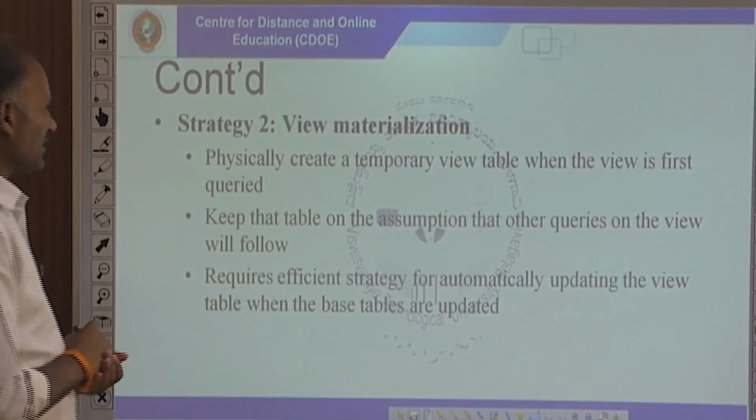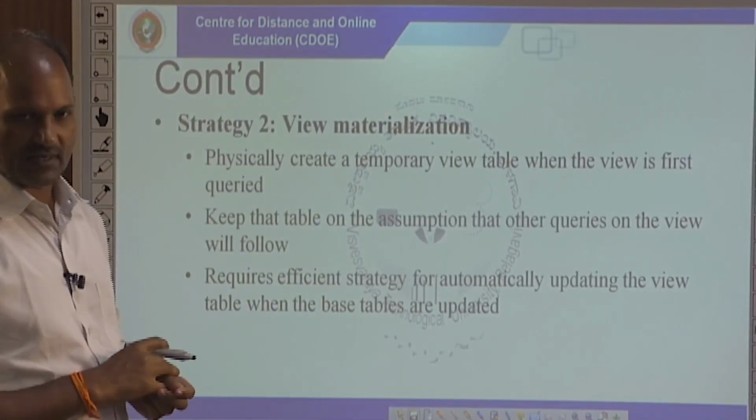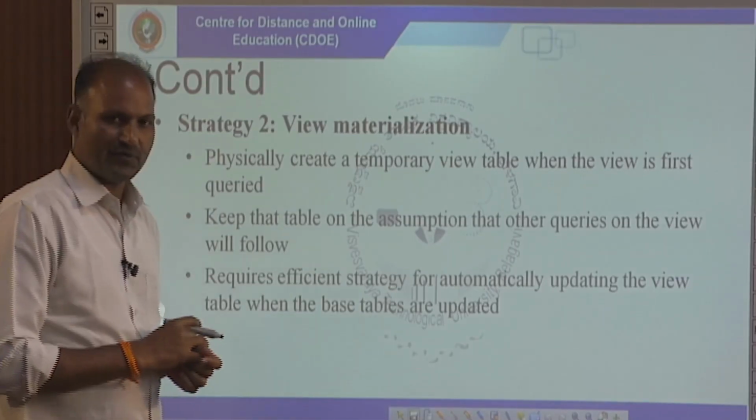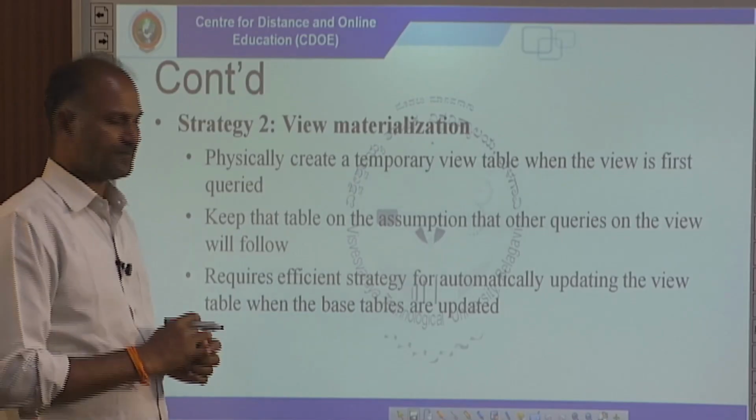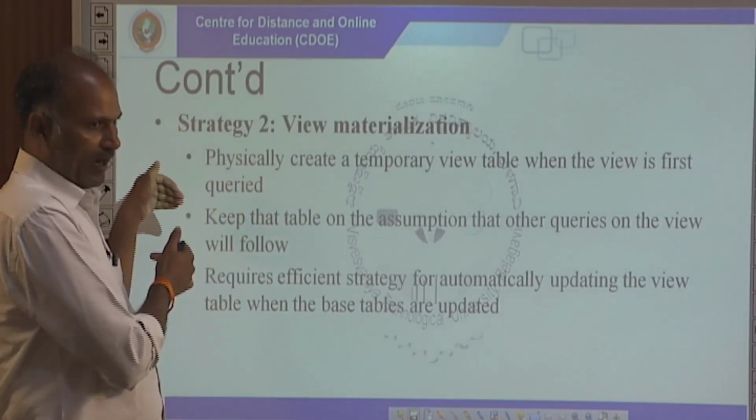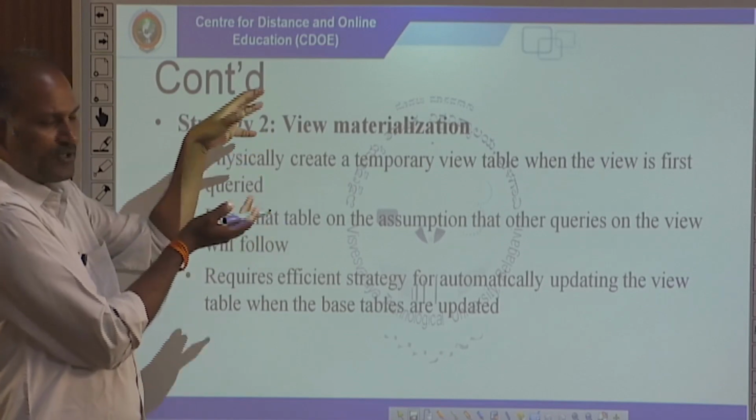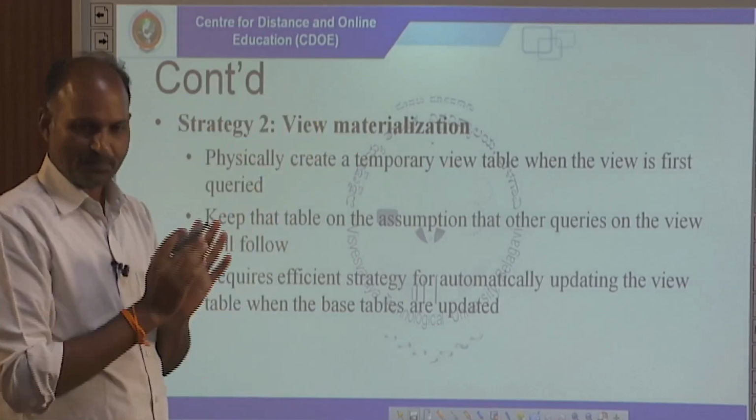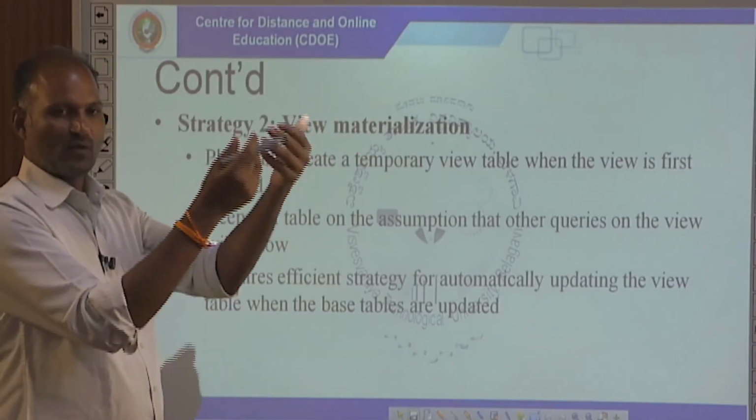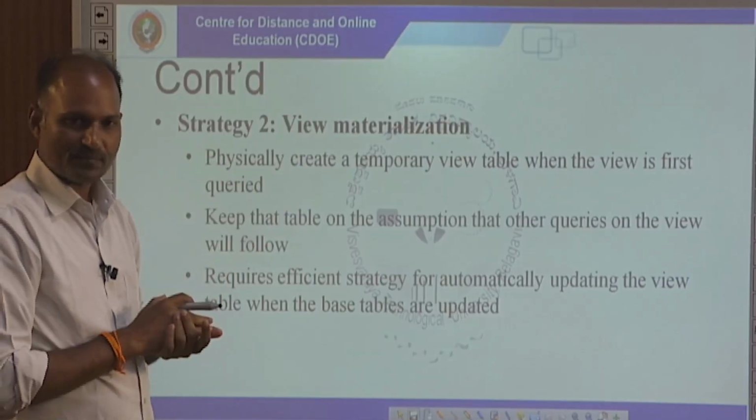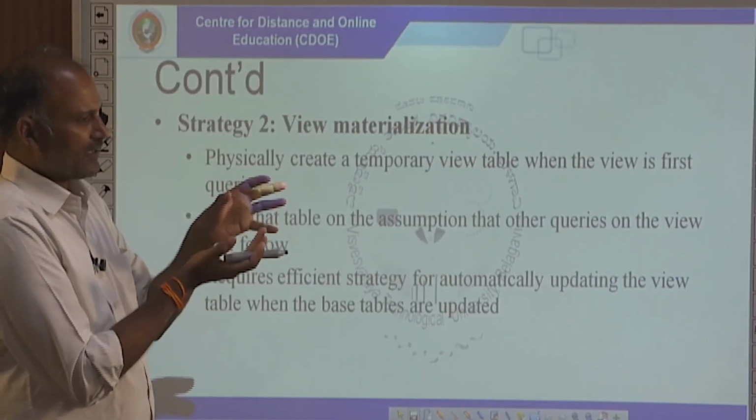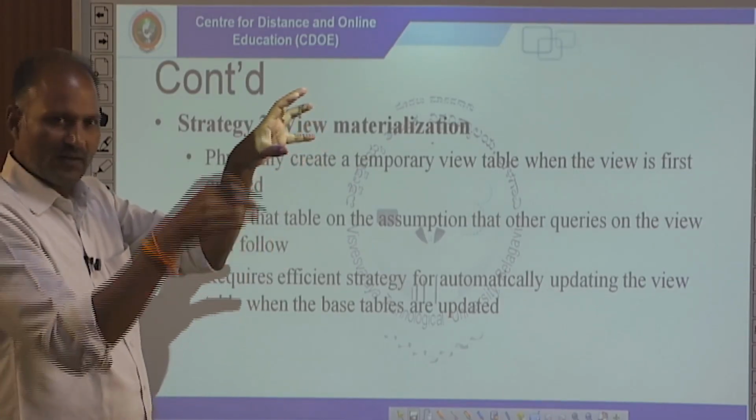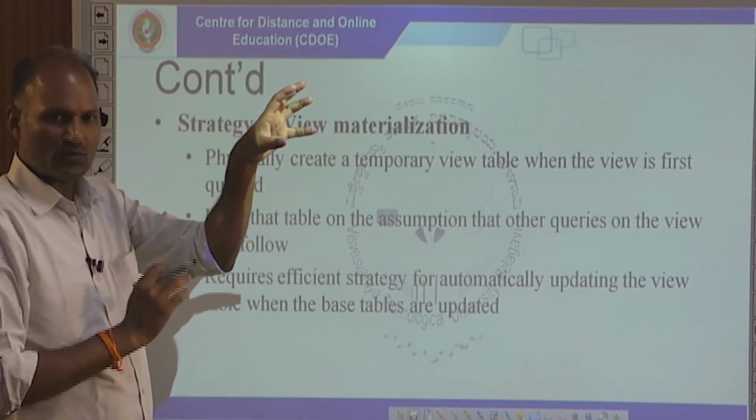Then the second strategy is that the view can be materialized. What does that mean? Physically create a temporary view table when the view is first queried. Normally, query execution creates a temporary table, and the table disappears after the execution of the query is over. But I want to retain this resultant table after the query execution gets over.